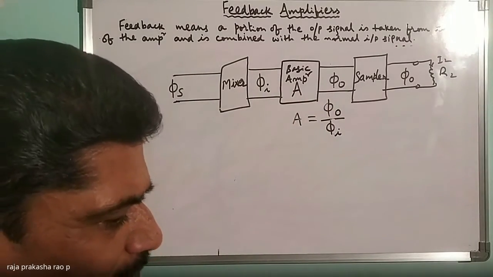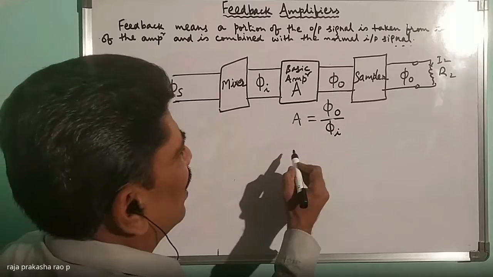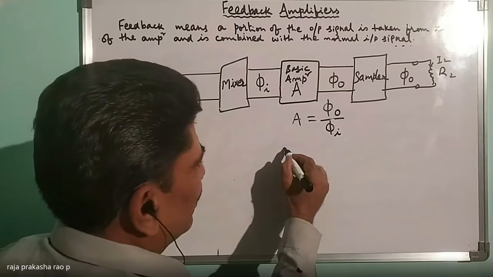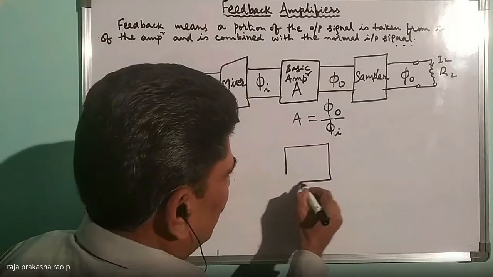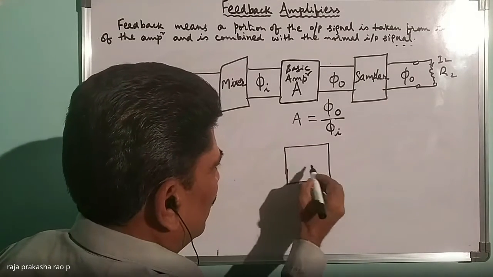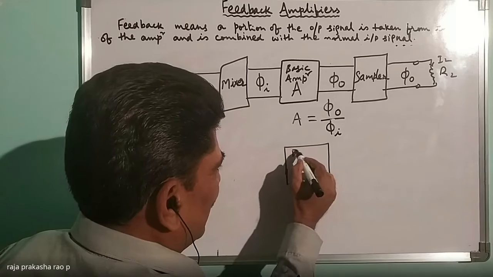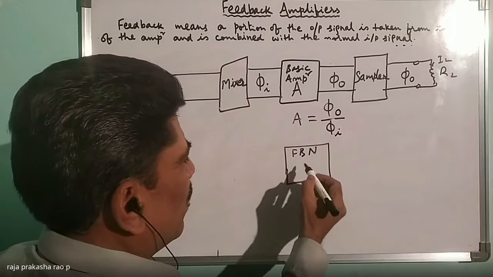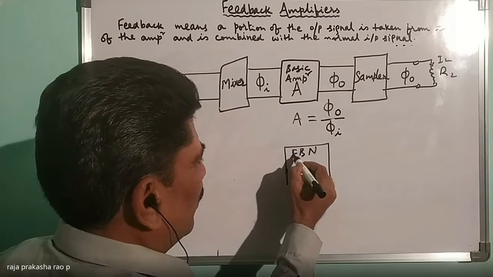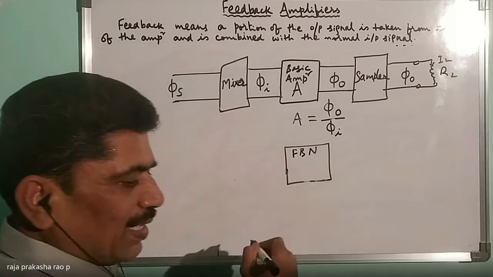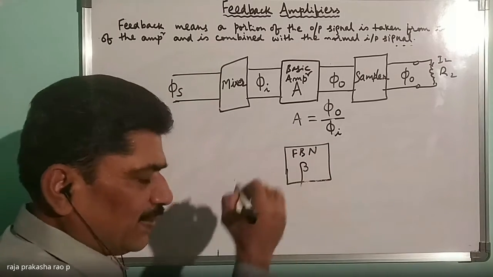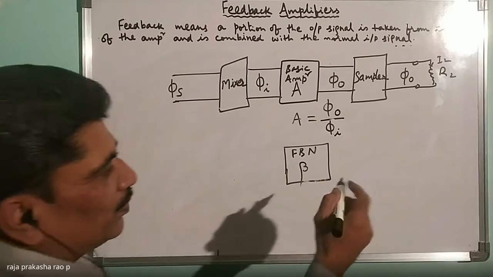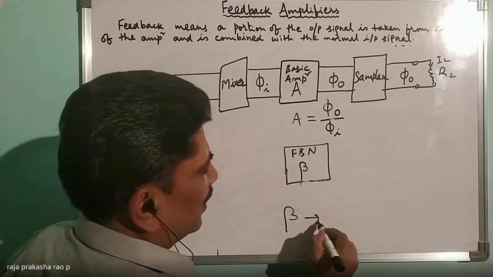Now let us apply the feedback network. Call it a feedback network whose feedback ratio we call beta. That is called the feedback ratio. Beta is nothing but the feedback ratio.